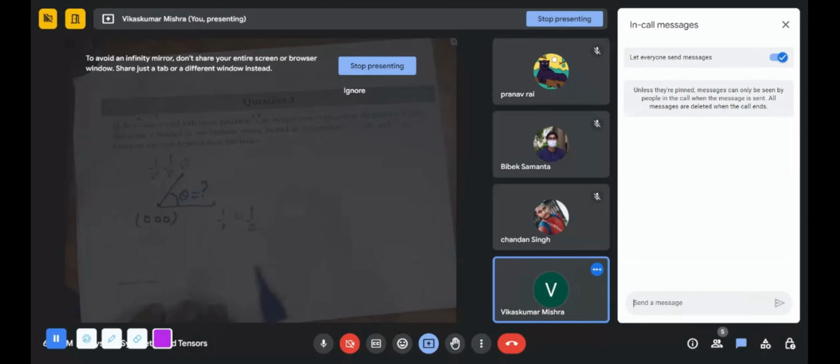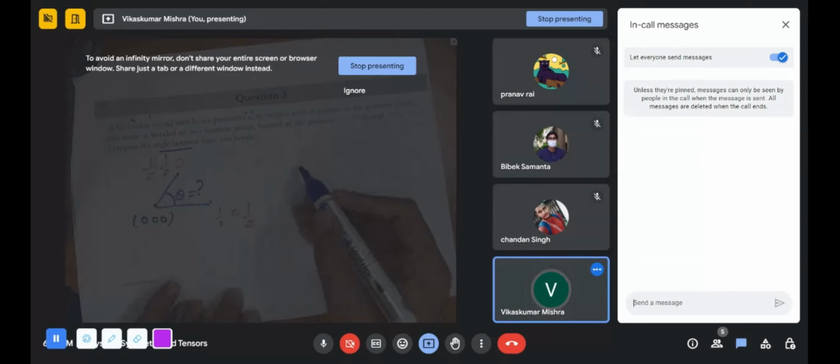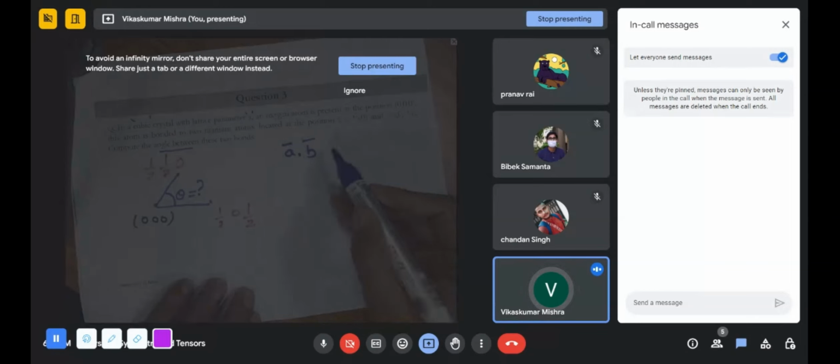How to find an angle between two vectors? We need to find the angle between them. Let us say I have a vector A and a vector B, and I have to find the angle between them. We can take the dot product of them, and we will get mod of A, mod of B, cos of theta. From here I can find that cos theta will be equal to A dot B divided by mod of A and mod of B.